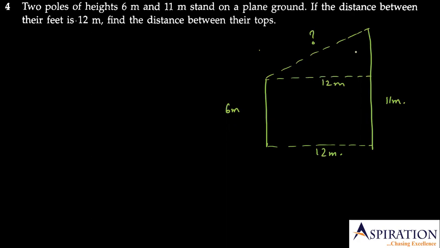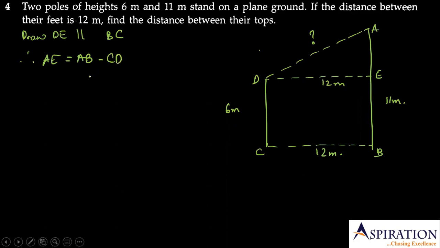Okay, so if this is AB and this is CD, let's take this as E. Draw DE parallel to BC. Therefore AE is equal to AB minus CD. Okay, I hope you understand why this is happening. So this will be 11 minus 6, that is 5 meters.